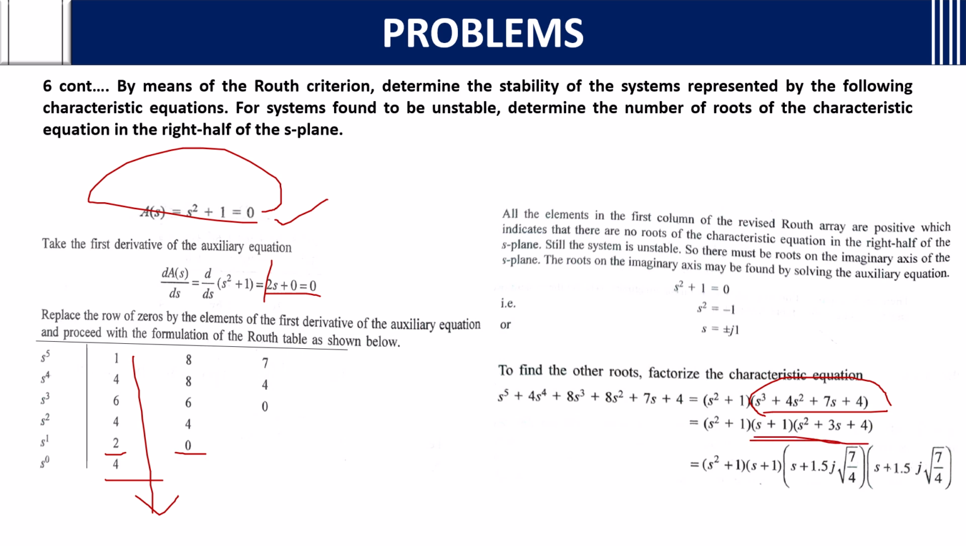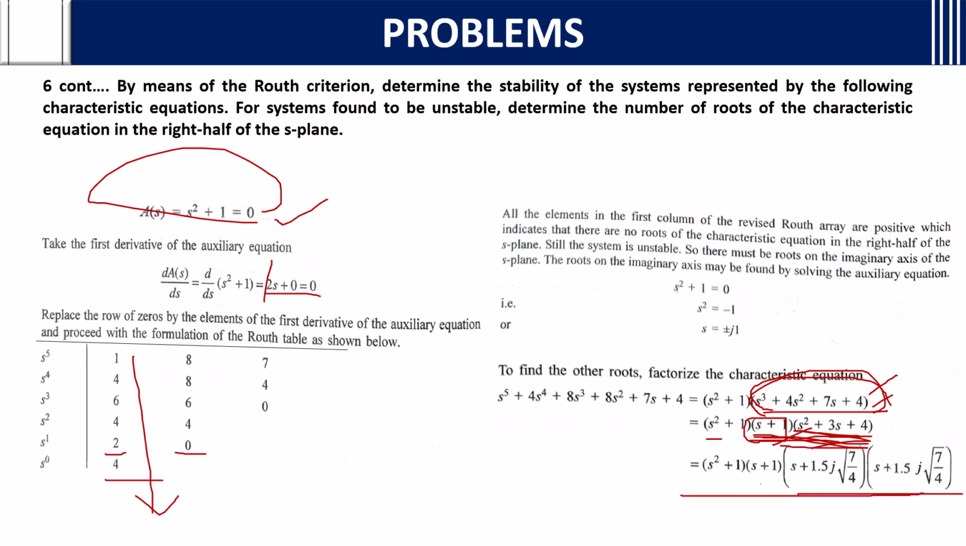So using this you will find the roots, s square plus 1, s plus 1. Or else, you can use the substitution method: in the place of s, if you put minus 1, then you will get 0. So one of the factors will be s plus 1. Again you should divide by this s plus 1, then you will get s square plus 3s plus 4. Then using the calculator, you can calculate the other roots.